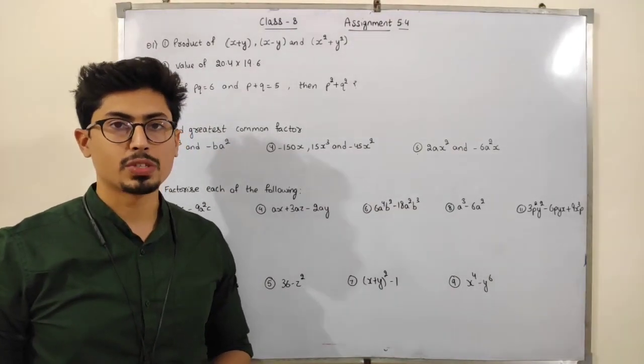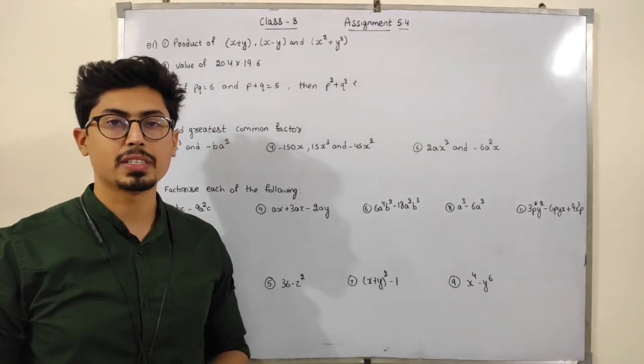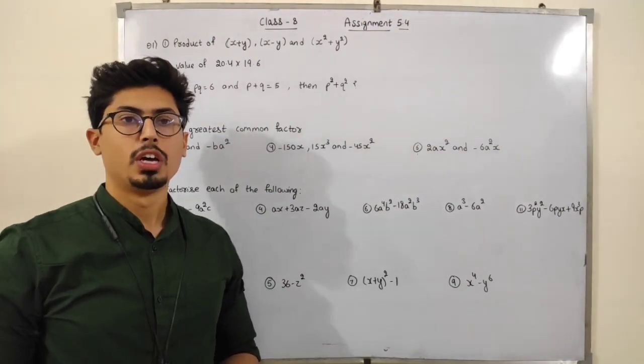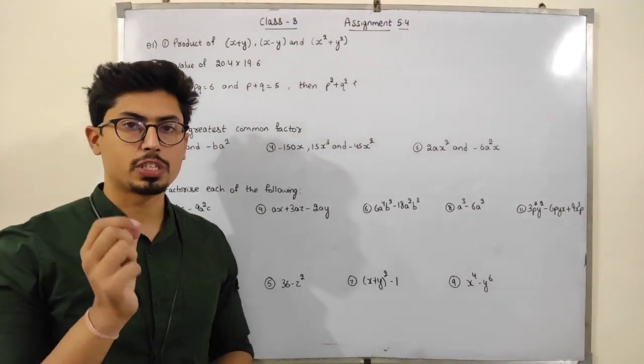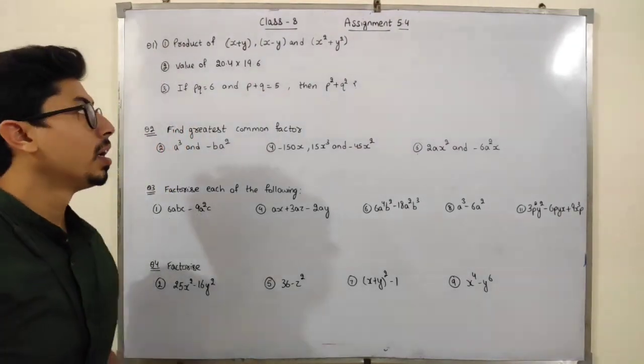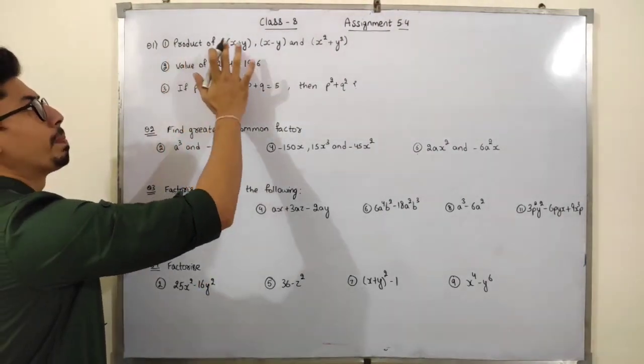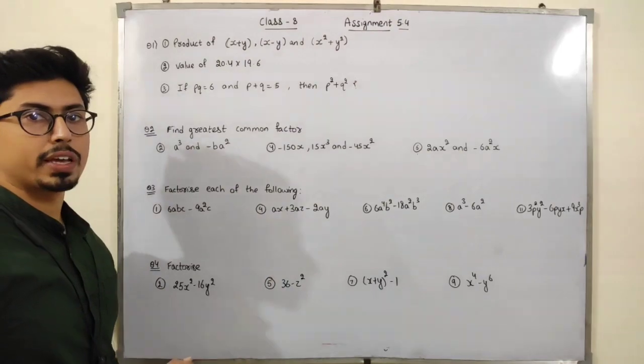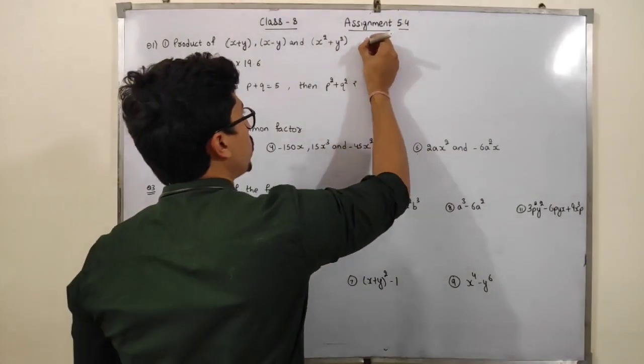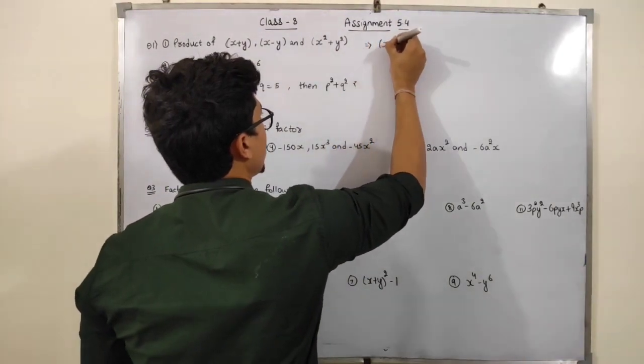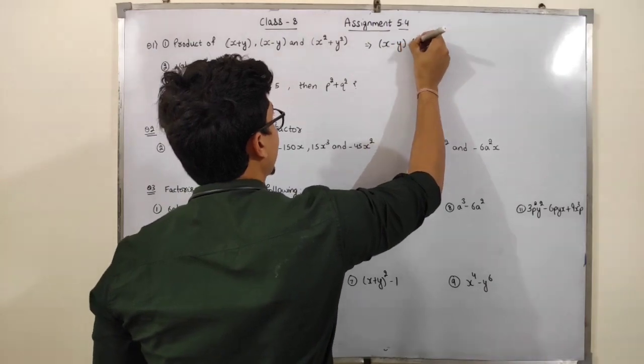Students, in today's class, we are going to discuss the next assignment, that is assignment 5.4. So 5.4 question number 1, first part, I am discussing. See, I have to find out the product of these three. Okay. So what we have to do, students? We have to multiply these three factors.